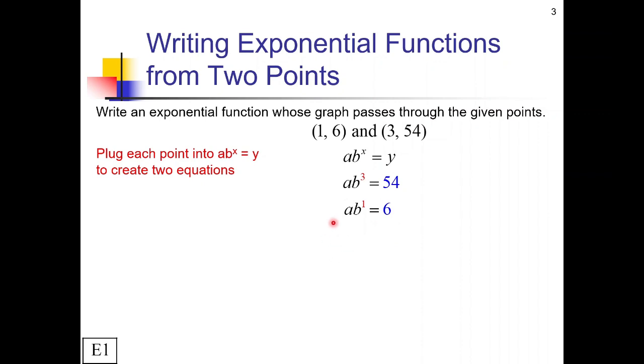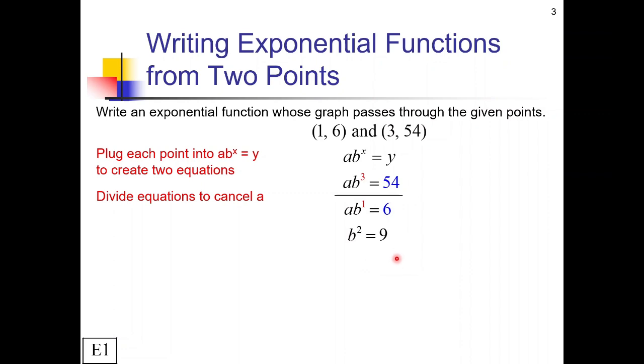There is kind of an elimination method that we can use, though, when we have all multiplication here. What we're going to do is we're actually going to divide these equations to cancel out the a value. So I'm just going to put a big fraction bar under here to kind of show this. And this is going to cancel out my a's. And then we have b cubed divided by b to the first. Subtracting, that's going to give us b squared. And then 54 divided by 6 gives me 9.